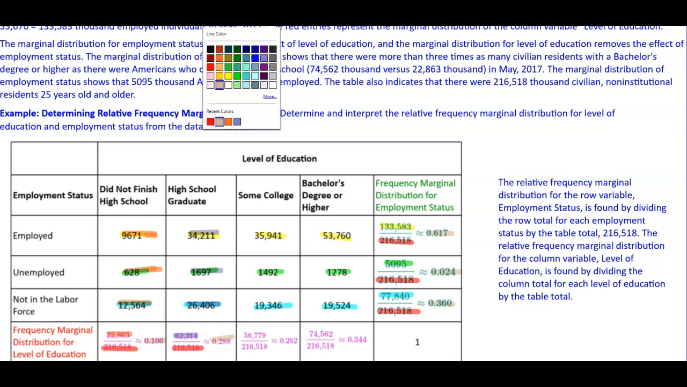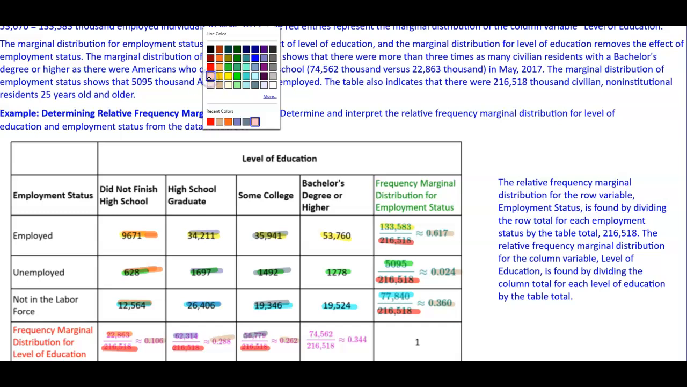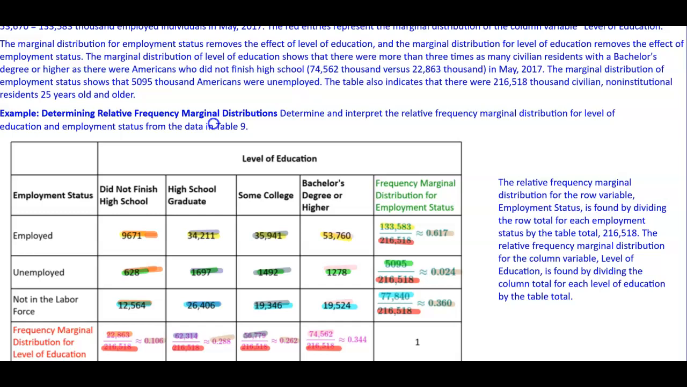Next, we're going to take these values here to get the total, and then divide it by the table total of 216,518 to get 0.262. And then for the last one, we're going to take these three values to get 74,562 and then divide it by the table total to get 0.344.